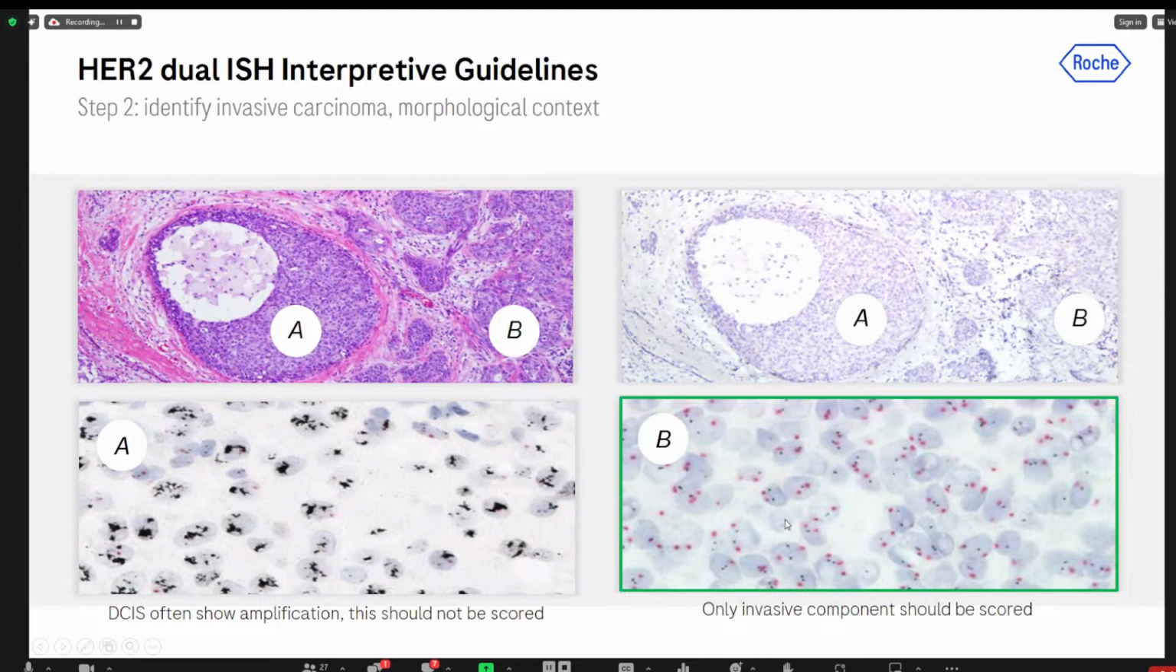And it's also common to see in HER2 IHC that the in situ can be a 2+ or 3+, and the invasive is much less. But it's the invasive component that we want to treat, and that's why we should always make sure that we keep our scoring to the invasive part of the tumor.